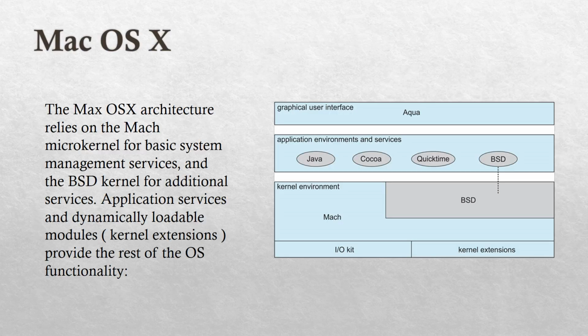Mac OS X. The Mac OS X architecture relies on the Mach microkernel for basic system management services and the BSD kernel for additional services. Application services and dynamically loadable modules provide the rest of the OS functionality.